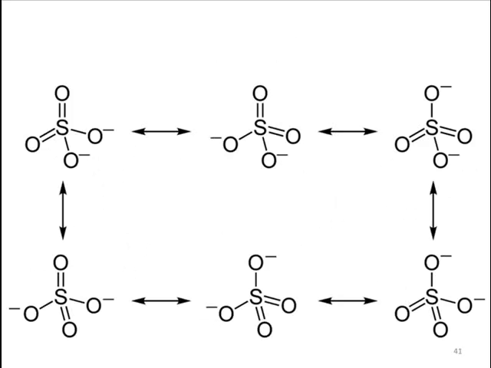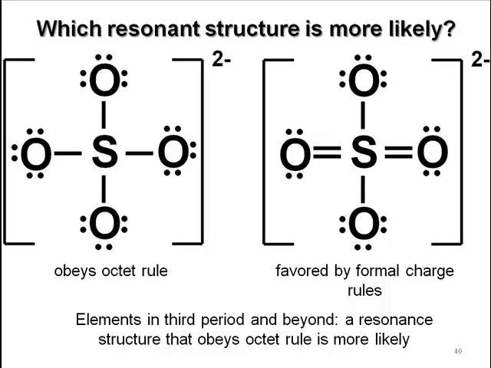Wait, go back to the other one. You said that obeying the octet rule is more likely. The one on the right doesn't obey. Right, the sulfur here doesn't obey because it has an expanded octet. Sulfur definitely can have an expanded octet, and it's in the third row. So the 3D orbitals are all open. So that's why the electrons are able to do this.